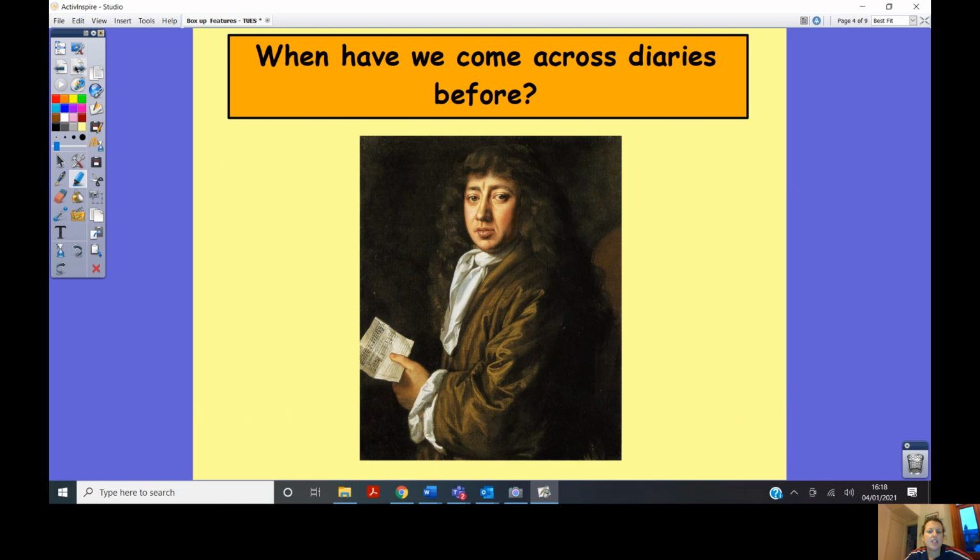Here's a picture of this person. We came across him last year in history. It's Samuel Pepys. Yes, it is Samuel Pepys, and he wrote about the Great Fire of London, of course. So his diaries have become an important primary source over what happened during the Great Fire of London and that period.